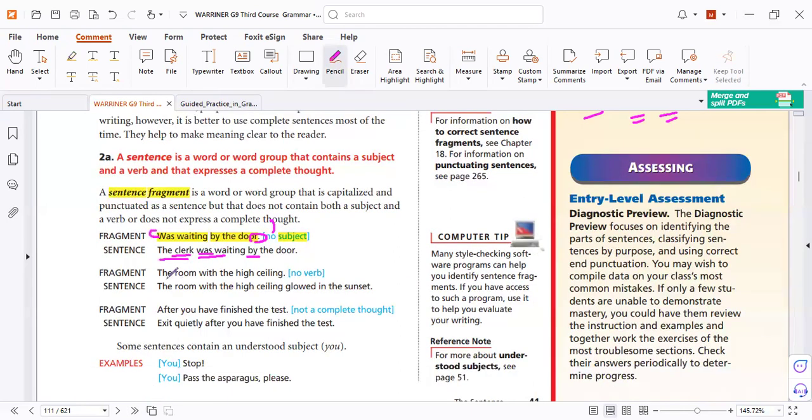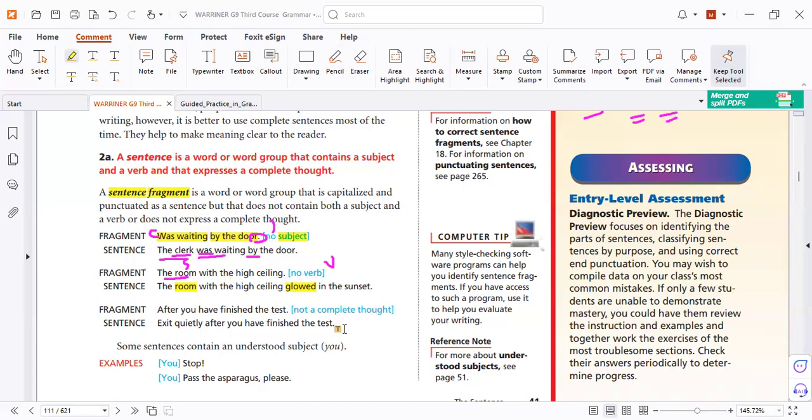Again, right here, the room with the high ceiling. So the room has a high ceiling. Okay, room is the subject, but there is no verb. That is a trap. There is no verb. If you add a verb like that, the room glowed. So who or what glowed? The ceiling or the room or the sunset? The room. So it could be the room. That is a trap.